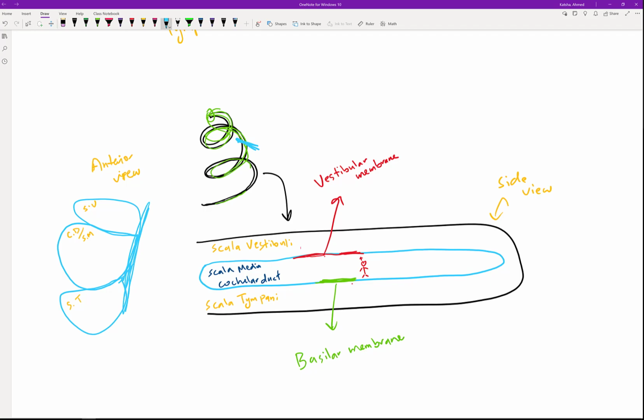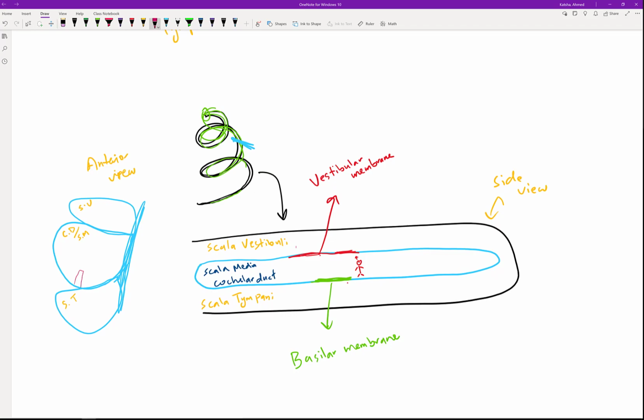Now, inside the scala media, we have a group of cells. Those we'll call hair cells. Why do we call them hair cells? Because they have extensions, or hairs, coming out of them. So those are the hair cells. If I want to draw them, I will draw them all over the floor of the cochlear duct. They're all over the floor. So technically the floor is covered with those hair cells. They have the little hairs.